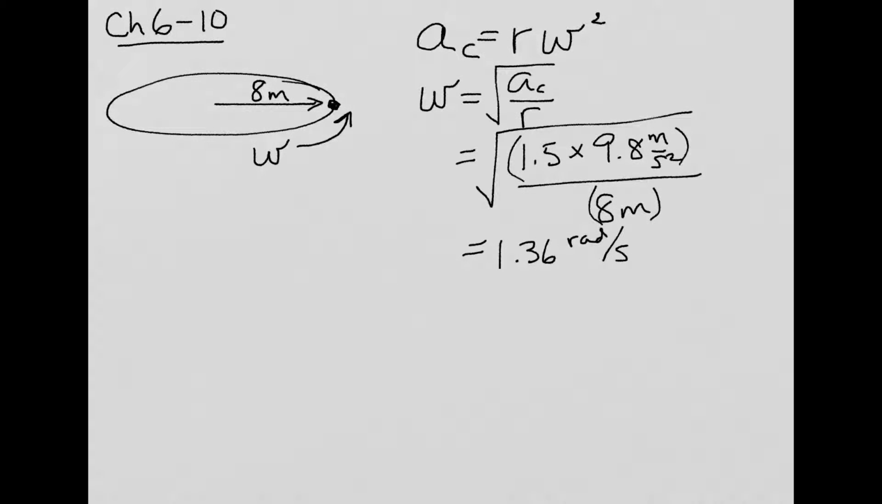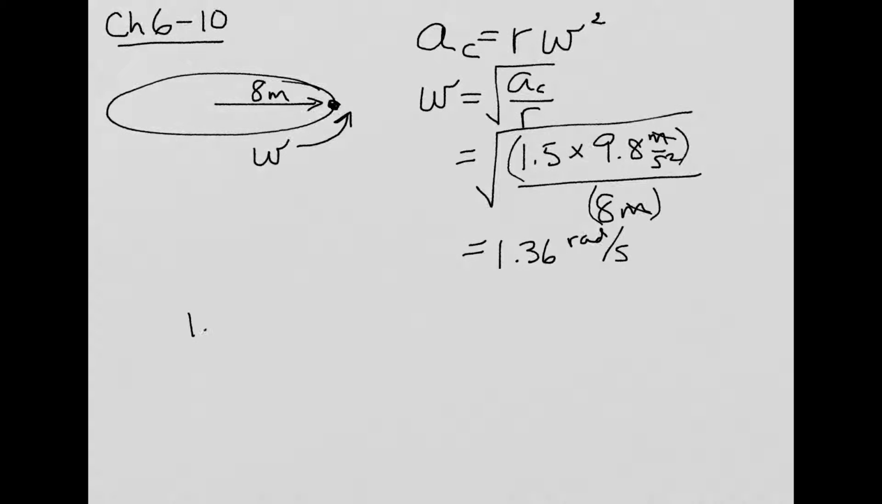Please note that the meters cancel, so you're left with just 1 over s squared inside the square root sign. Radians are actually unitless, so they just kind of come and go, which is very annoying to students. But since this is an equation for the angular velocity, we know that the units are radians per second.